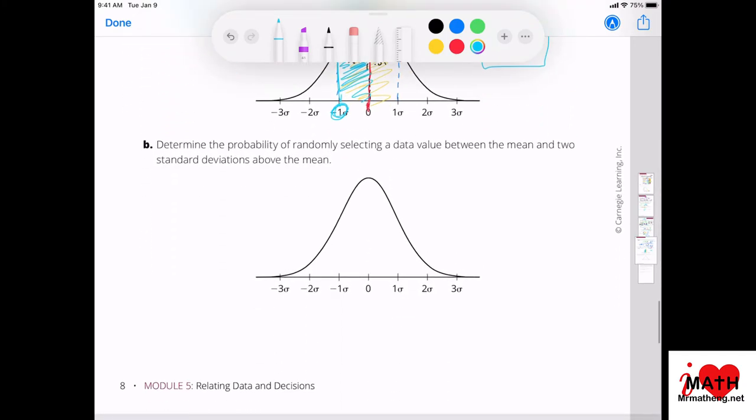All right, let's try B. Determine the probability of selecting a data value between the mean, so again, I have to start here, and two standard deviations above. So they want us to know what is this green region. Well, remember, two standard deviations away.